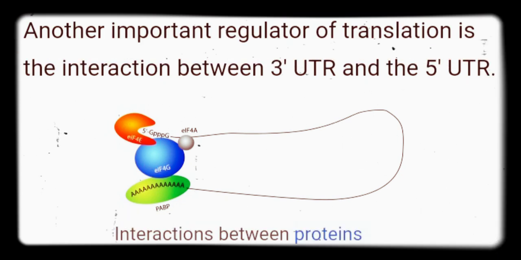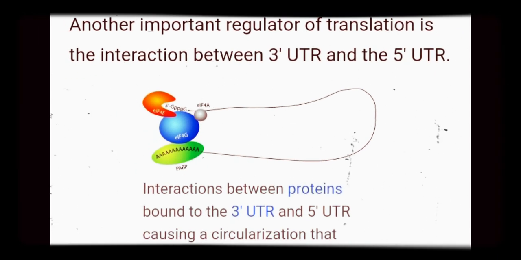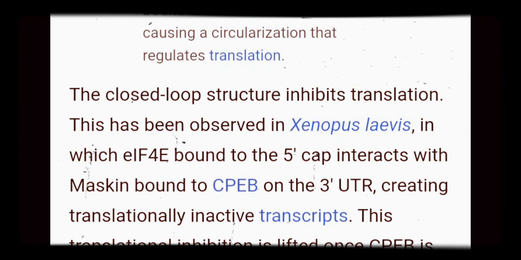Another important regulator of translation is the interaction between the 3' UTR and 5' UTR. So you can see here the 3' UTR and 5' UTR interacting to form circularization of the mRNA that can regulate your translation. This closed loop like structure will inhibit the translation. This has been observed in Xenopus laevis. Xenopus laevis is what?